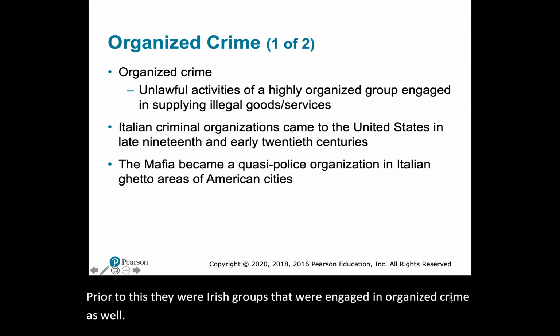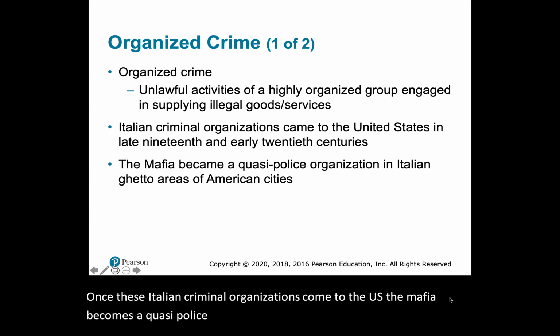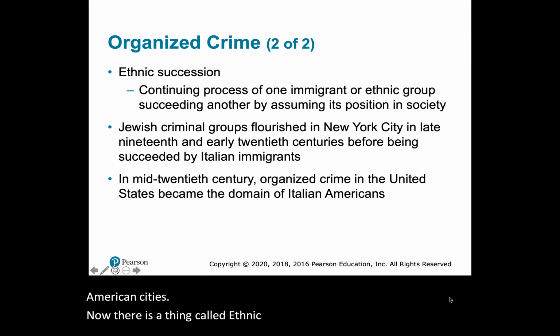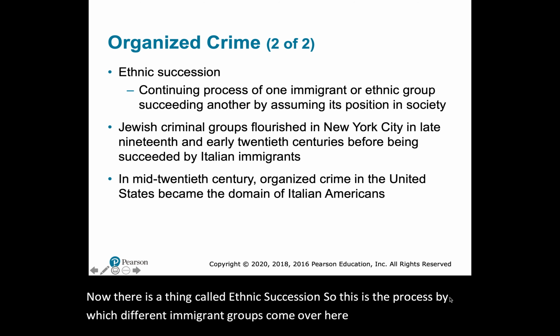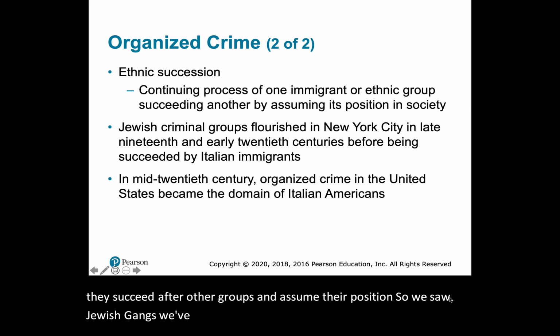Once these Italian criminal organizations came to the U.S., the mafia became a quasi-police organization in these Italian neighborhoods in American cities. Now, there is a thing called ethnic succession. This is the process by which different immigrant groups, or ethnic groups, come over here, and they succeed after other groups and assume their position. So we saw Jewish gangs. We've seen organized crime with other ethnic groups.